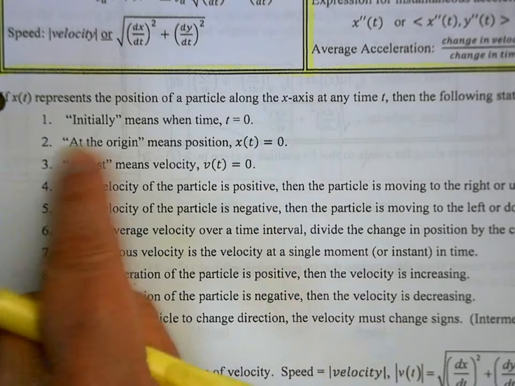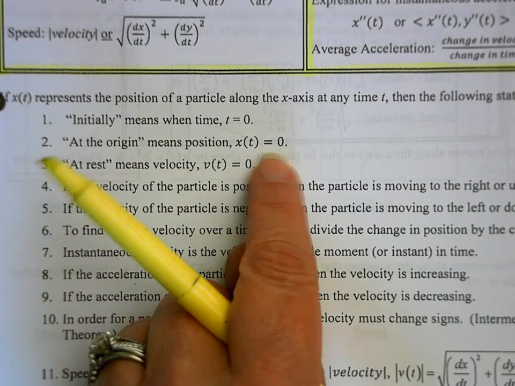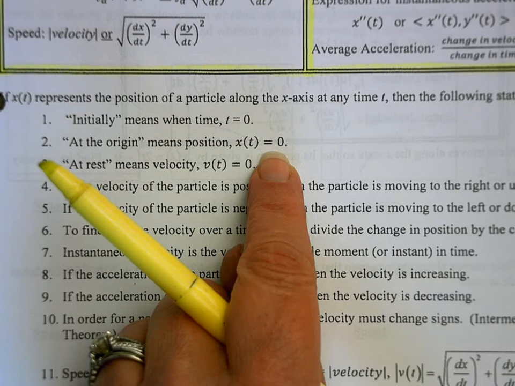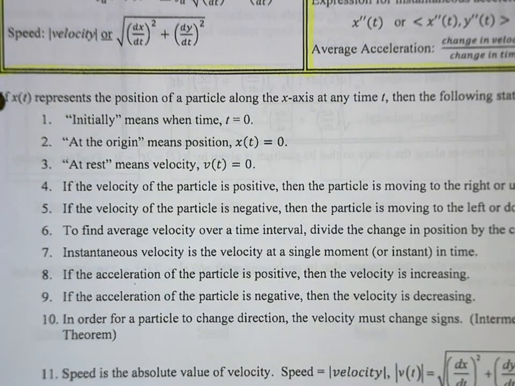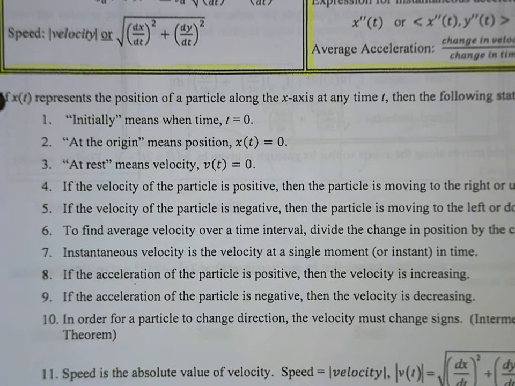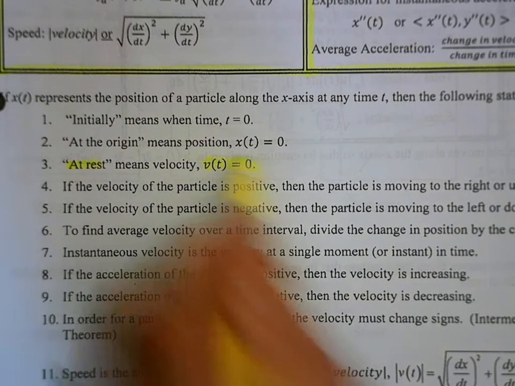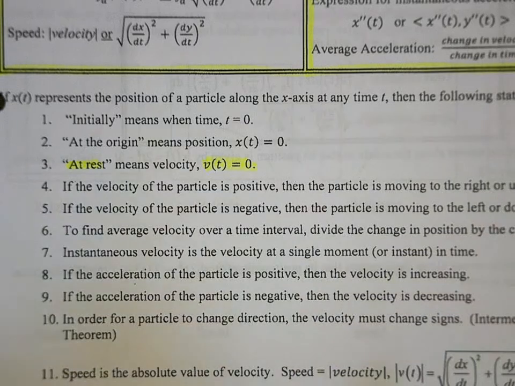Okay, we also have at the origin. If something's at the origin, that means your position is 0. So if it was vertical, it would be y of t is equal to 0. When something is resting, that means your velocity is equal to 0. You're going to see this one quite a bit, so make sure you pay attention to that.